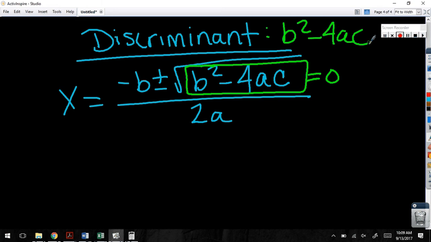And what the discriminant does is it tells us what our solutions are going to look like before we actually work it out. So it's going to tell us the number and type of solutions we have based only on what's under the radical. So we don't have to work out the whole thing. Of course, I'm going to make you work out the whole thing because we need some more quadratic formula practice.